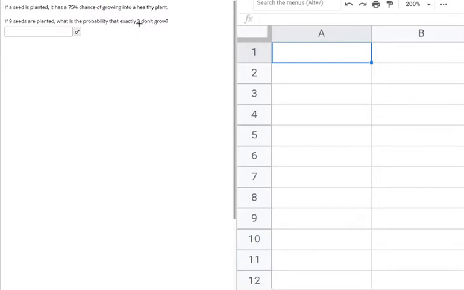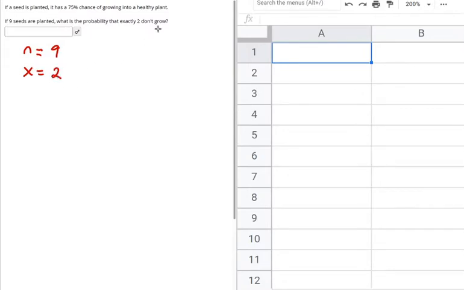Now, if we want to calculate the probability that 2 don't grow, let's record what we know. For binomial, we need an n, that is, total number of trials. In this case, we're planting 9 seeds. Our x is the number of successes, that is, 2 not growing.